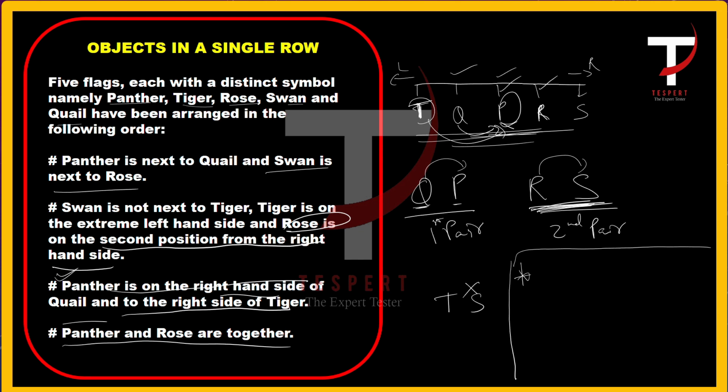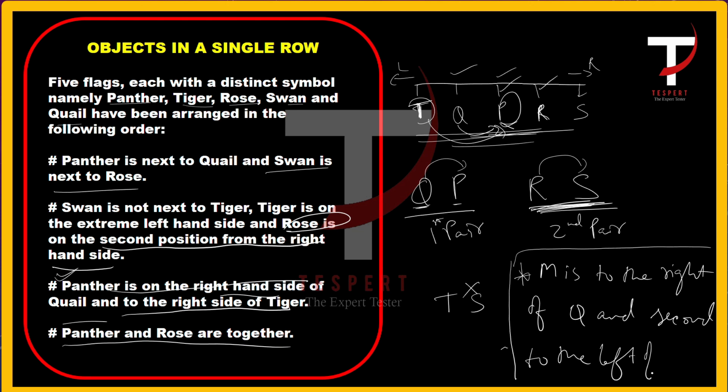Let us take the first one. M is to the right of Q and second to the left of R. So M is to the right of Q and second to the left of R. Here N refers to whom? Does N refer to Q or does N refer to M?